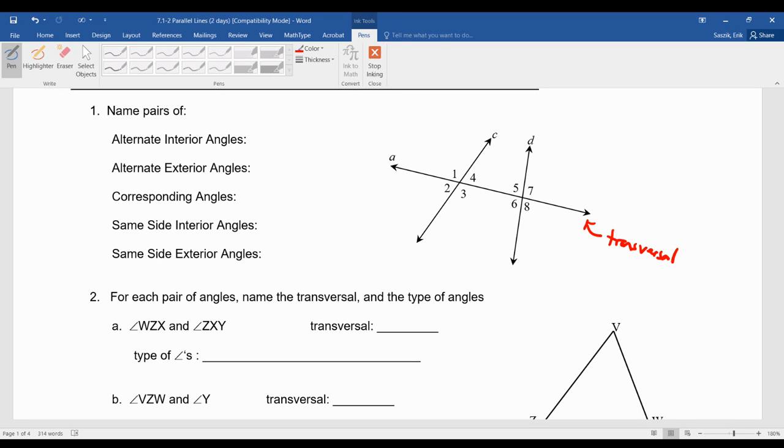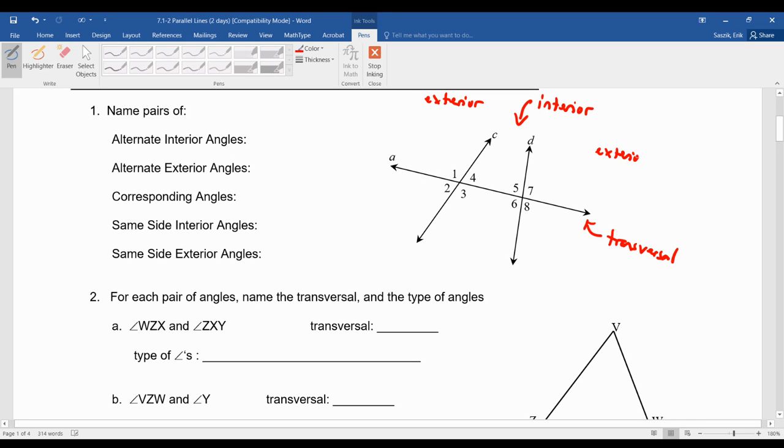So alternate interior angles. Interior would mean in between the 2 lines. And of course, exterior would be out here. Alternate means on different sides of the transversal. So alternate interior angles would be 4 and 6, 3 and 5. You see that? They're in the interior, but alternate means on different sides of the transversal.